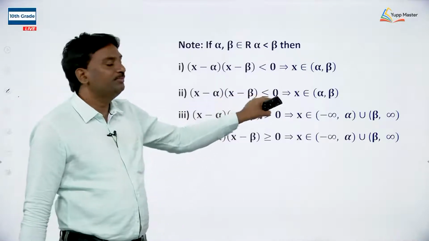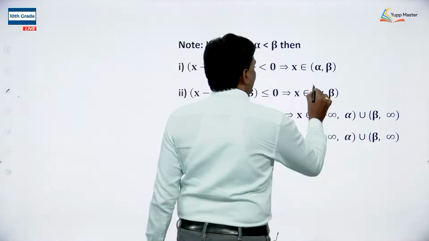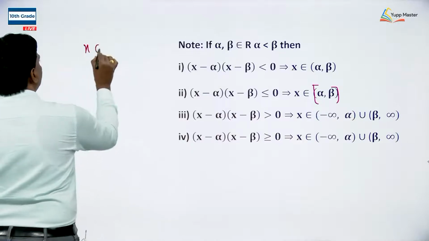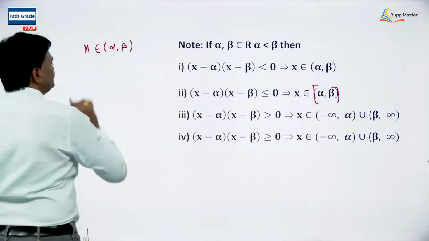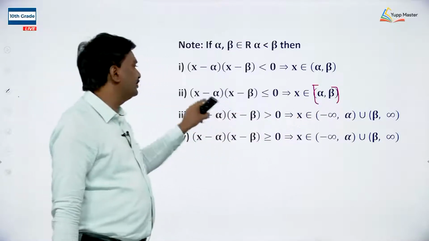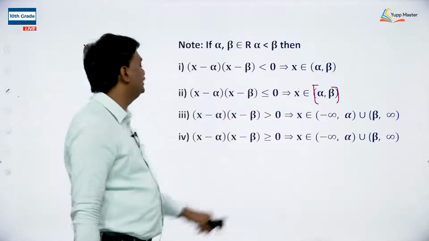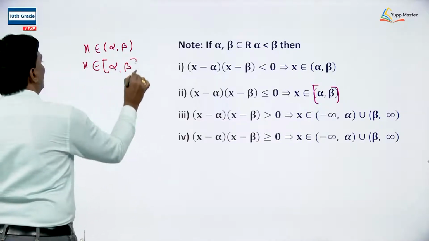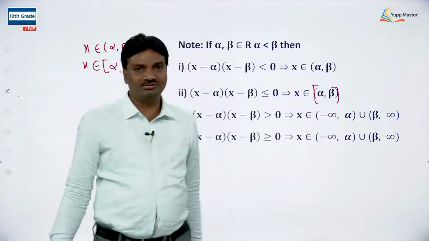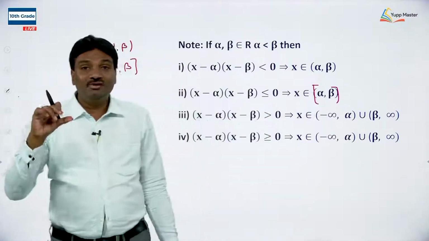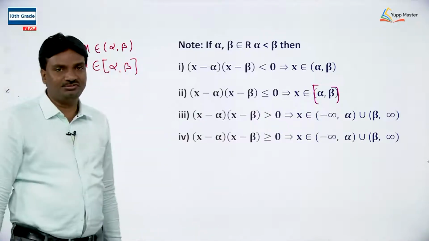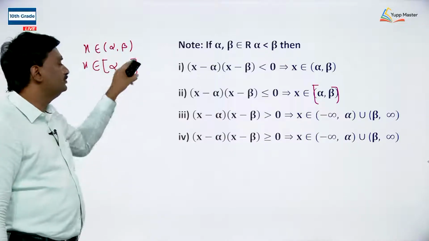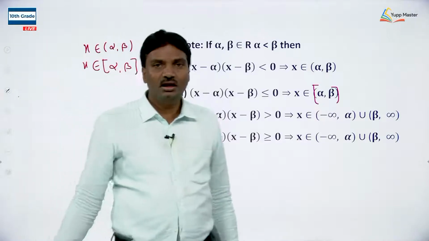If (x minus alpha) and (x minus beta) is less than or equal to 0, here we have to take the bracket like this, not the open bracket. So, in the first case we have x belongs to (alpha, beta) with open brackets. In the second case, (x minus alpha) and (x minus beta) less than or equal to 0, we can take x belongs to the closed interval [alpha, beta]. The difference between these brackets: this is called the open bracket or curved bracket, and this is called the closed bracket or square bracket.